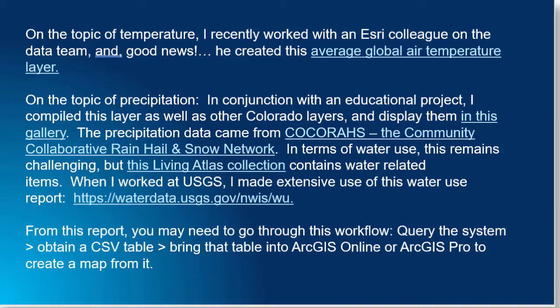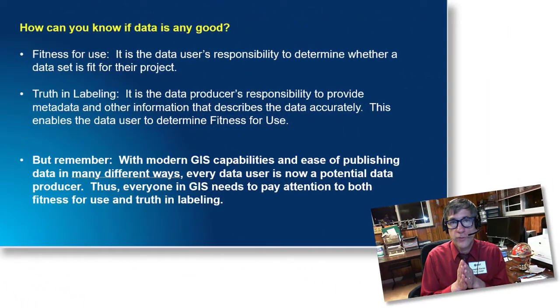Very nice. On the topic of precipitation, in conjunction with an educational project, I compiled this layer as well as other Colorado layers, and I display them here in this gallery. The precipitation data came from CoCoRaHS, one of my favorite data portals. It's been around for 20 plus years. And in terms of water use, this remains challenging, but there's a Living Atlas collection that contains water-related items. And there's also this water use report from the USGS. This might be a good use for LocateXT, where you've got location data inside a document like a PDF. I hope that summary was helpful.